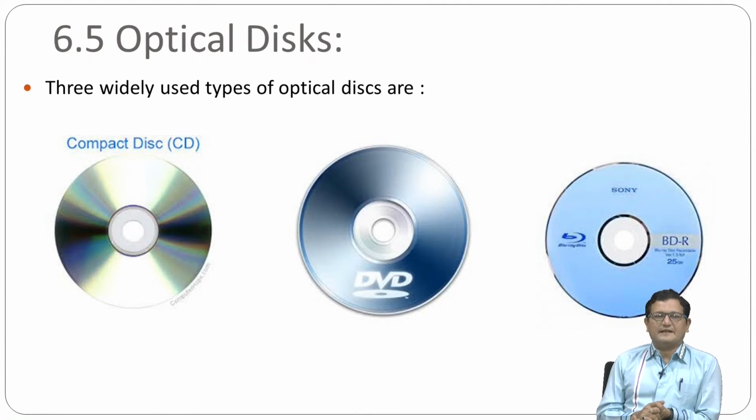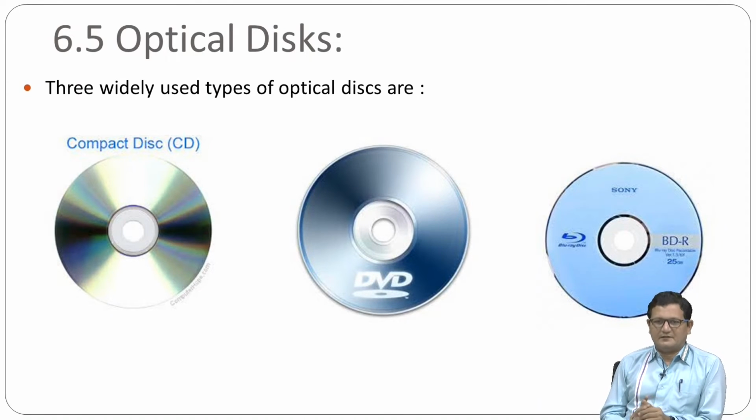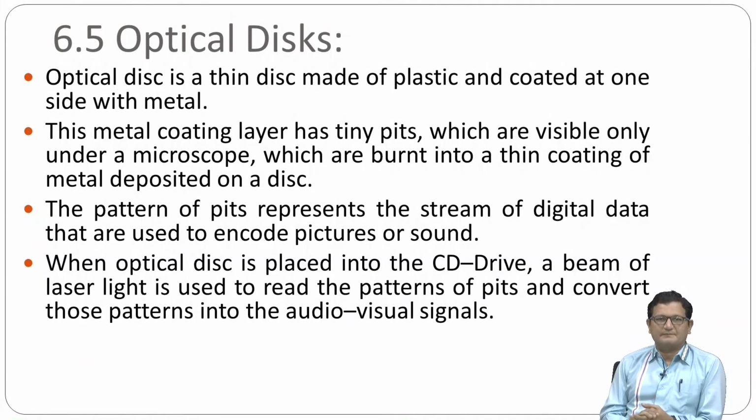Here are the different types of discs. They are the optical memories. The first disc is called a CD, known as a compact disc. Another disc is a DVD, called a digital versatile disc, and one more memory is called a Blu-ray disc. So mainly there are three types of optical discs available: CD, compact disc; DVD, digital versatile disc; and Blu-ray disc.